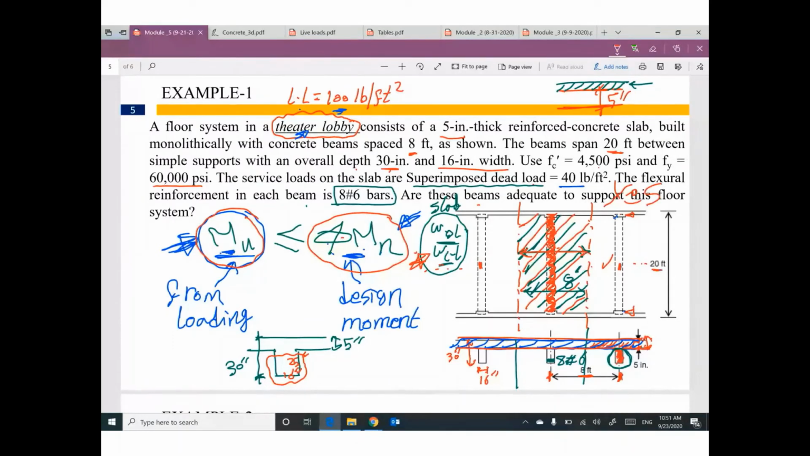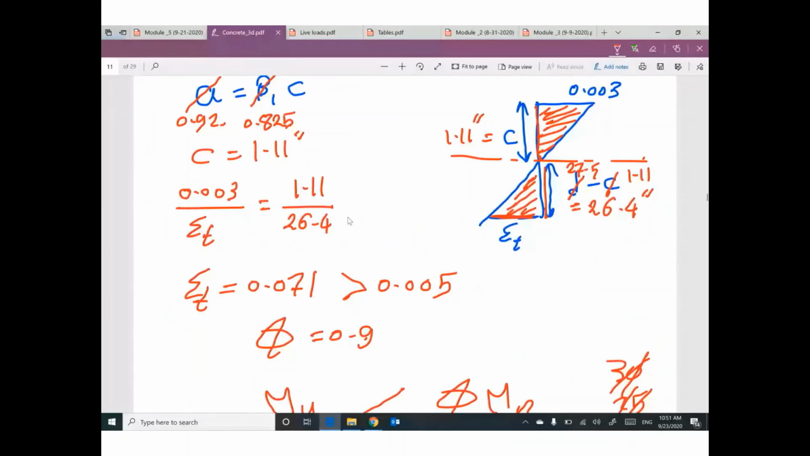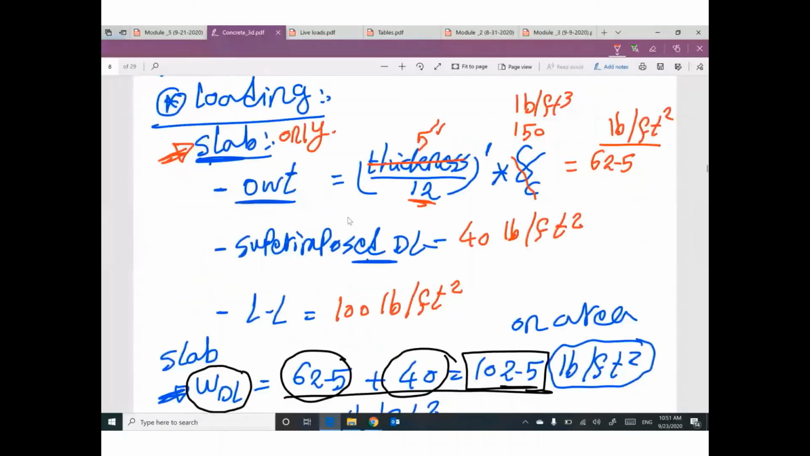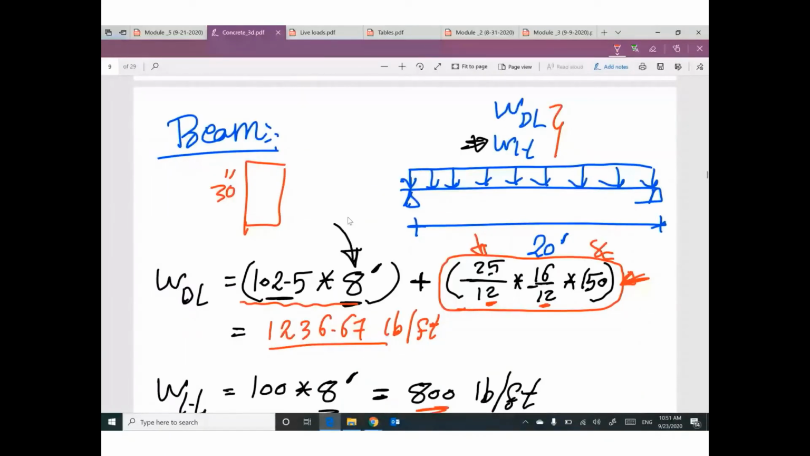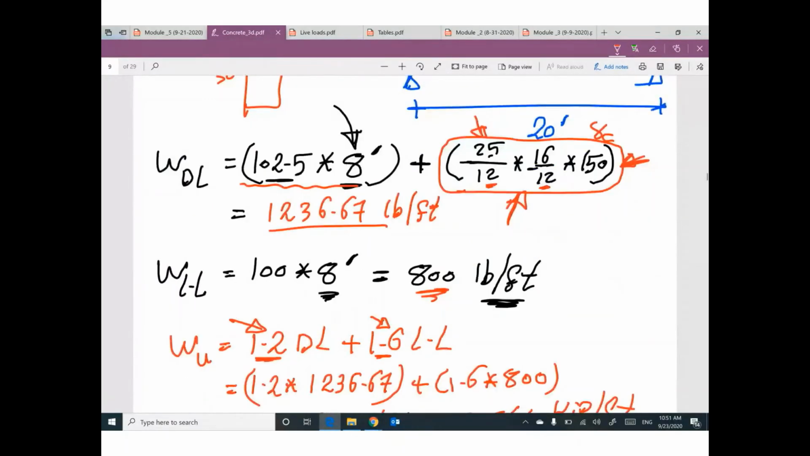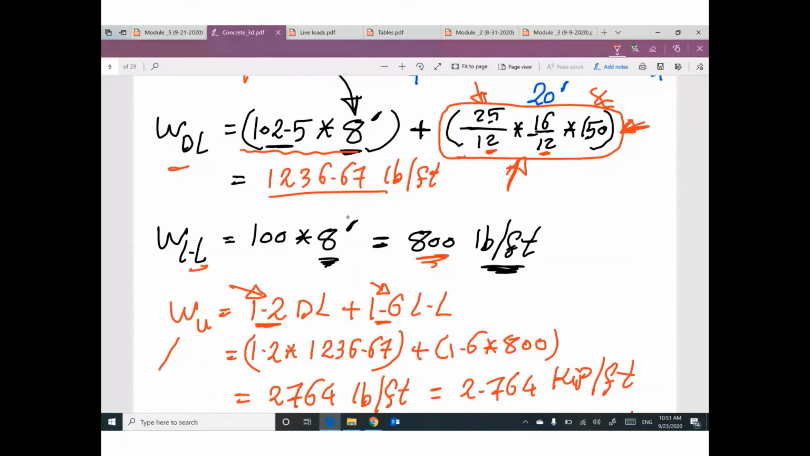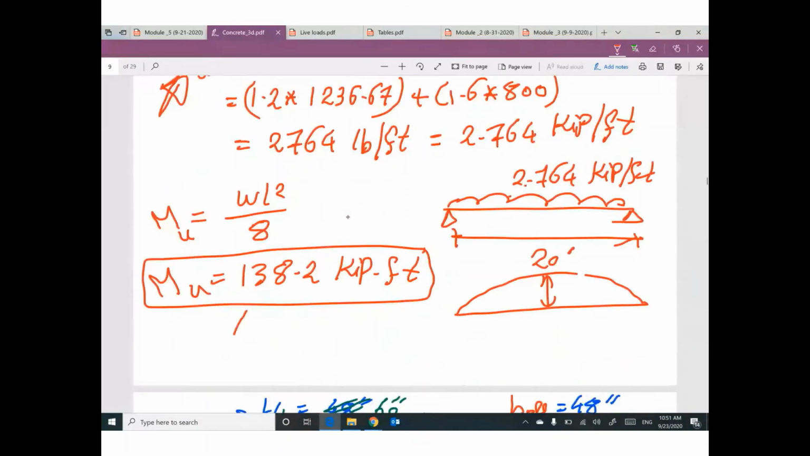So guys, if you are looking at this problem, it covers everything we learned. How can we figure out the value of loads, dead and live, on the slab? How can we convert this dead and live load to a beam? How can we determine the rest part of the beam's own weight? How can we convert dead load and live load to ultimate load? Make combination. From structure analysis, what is the ultimate moment on the beam?